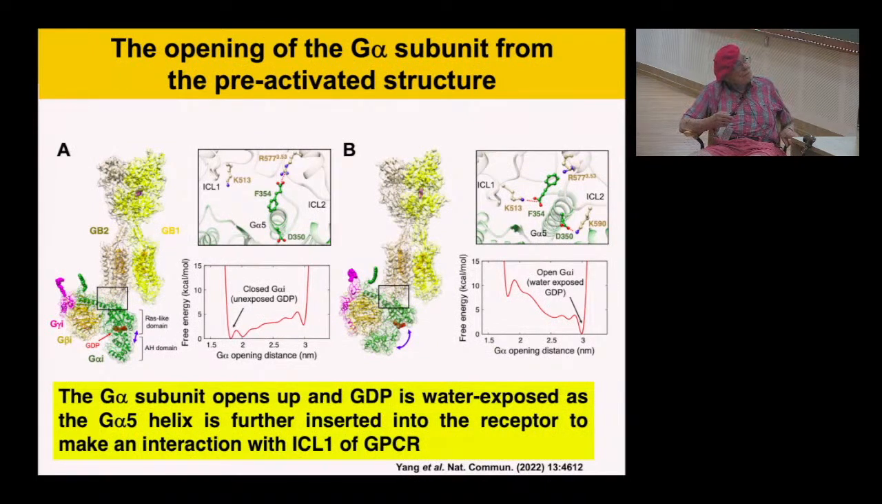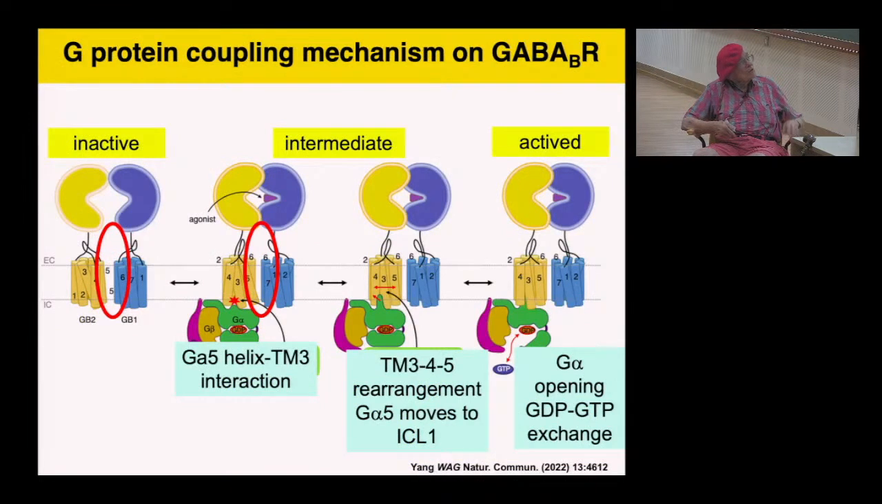This is showing how the G alpha unit gets activated from the inactive GPCR, the GABA GPCR, as the G protein comes in. The G alpha opens up and they get exposed. So we think this is the key step, opening up the G alpha to expose the GDP. So this is the overall mechanism for the GABA receptor.